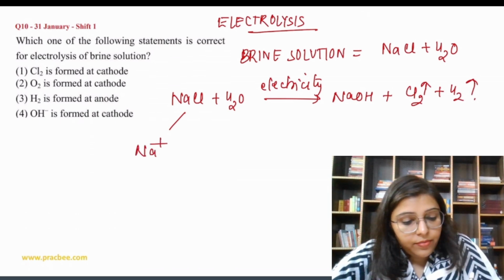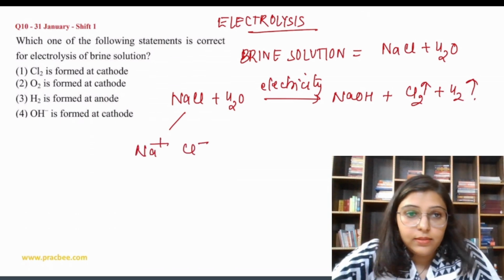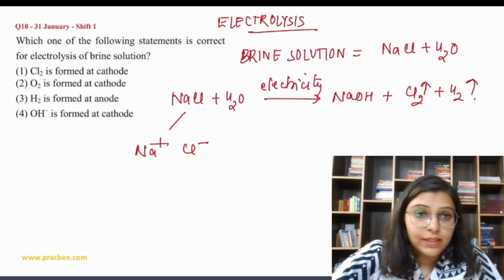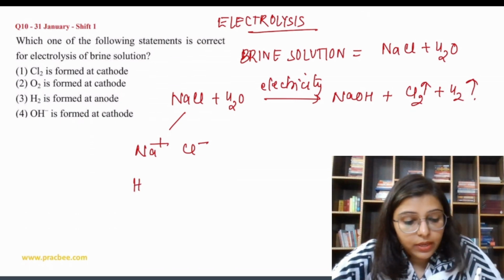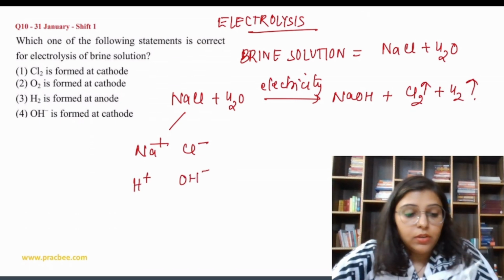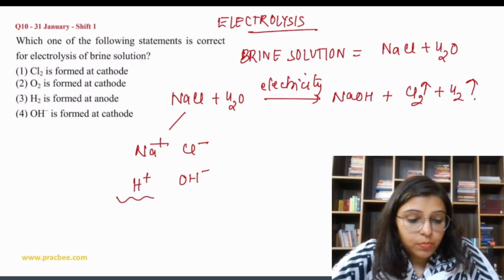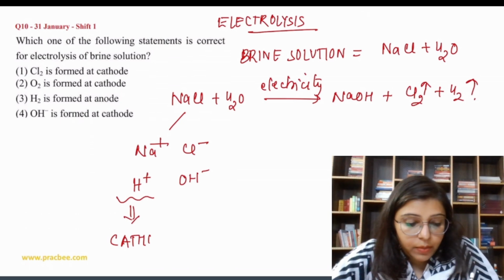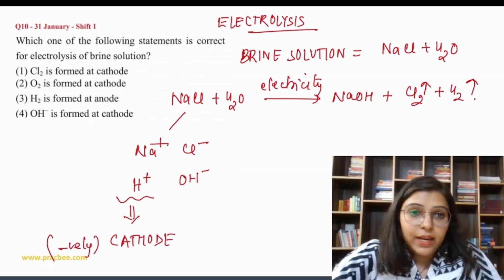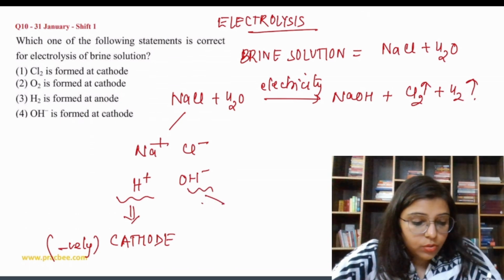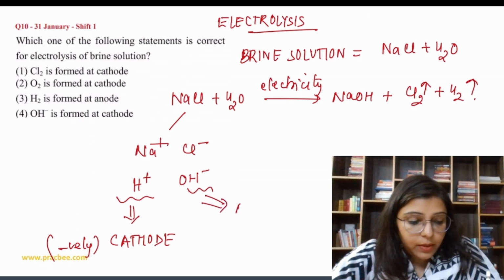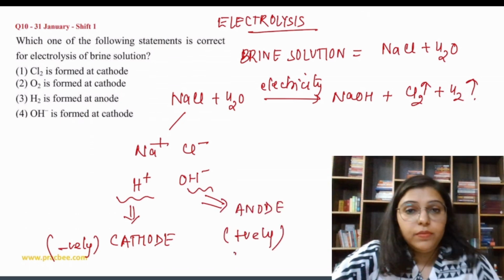NaCl dissociates into Na+ and Cl-, and H2O gives H+ and OH-. So Na+ and H+ both go to the cathode. Why? Because the cathode is the negatively charged electrode, and Cl- and OH- both go to the anode. Why? Because the anode is the positively charged electrode.